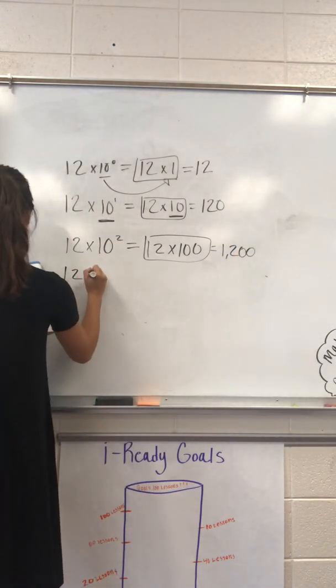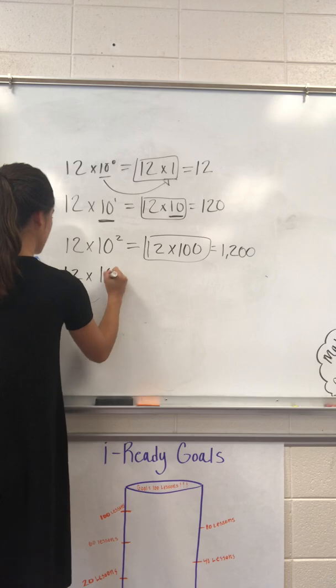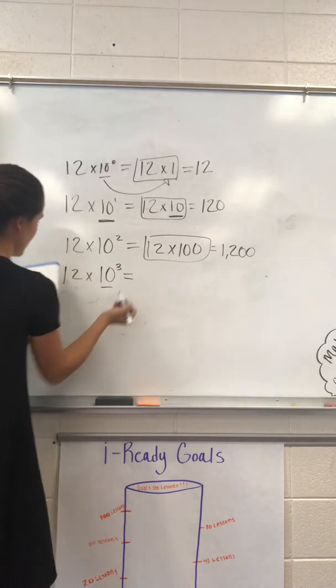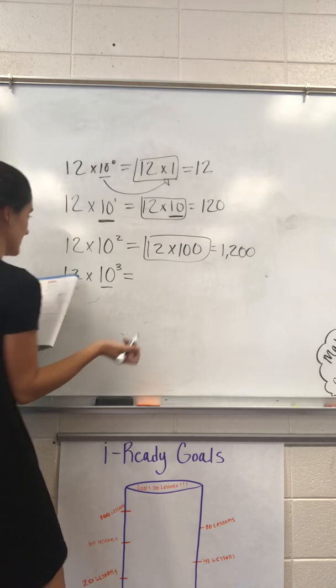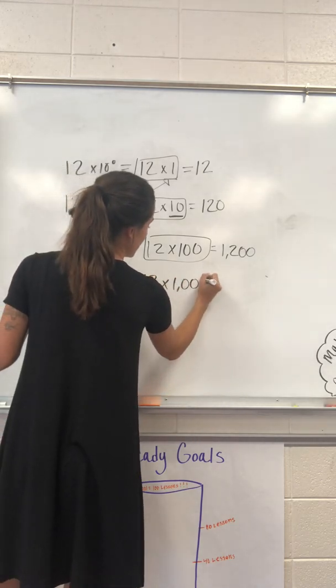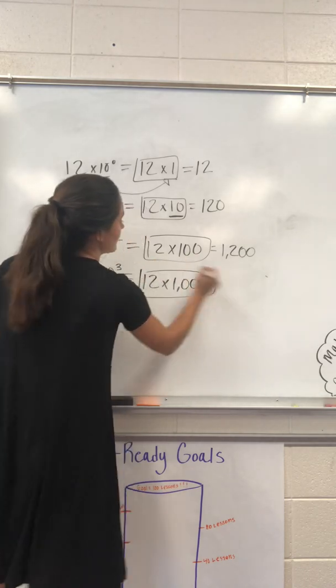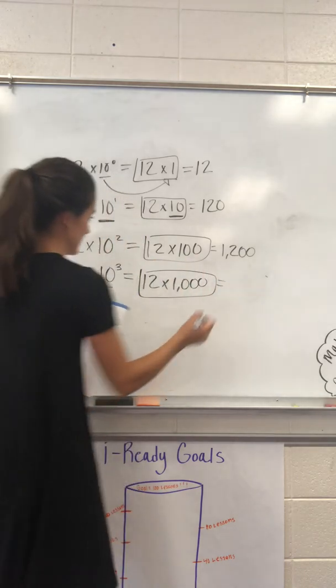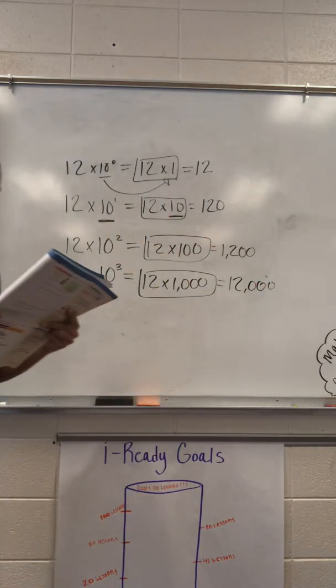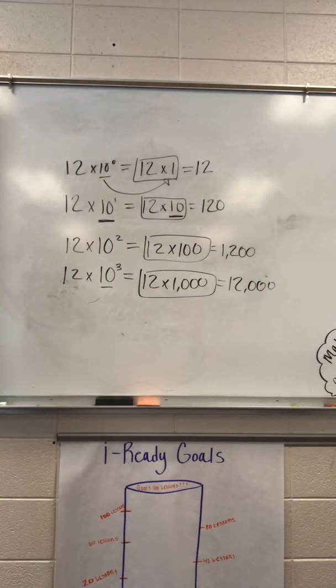And we're going to do 12 times 10 to the third. So 10 to the third is the same as 1000. Solve this. That's going to give me 12,000. Okay, and I'll let you guys do the last one on your own.